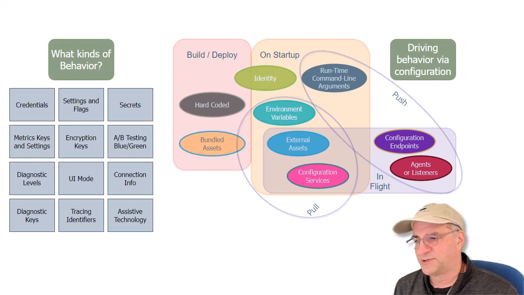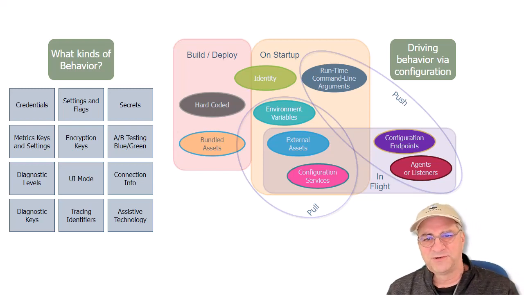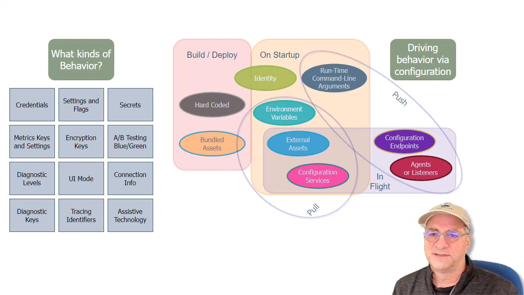So the question is, if we're going to drive behavior with configuration, so that we can be flexible with these apps, or we want to do A/B testing, we're going to roll out an app and then enable and disable features based on user feedback. How do we do that? And there's basically 3 times that we can do that.